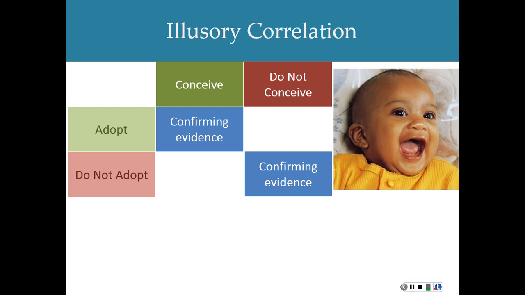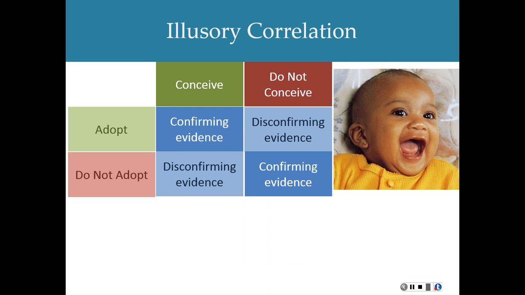And she ignored the vast majority of people in the world who did not adopt and yet were able to have their own children. That's 85% of the population. And she also ignored those people who adopted children and still were never able to conceive their own children. She ignored that. She focused in just on the confirming evidence and ignored the disconfirming evidence.